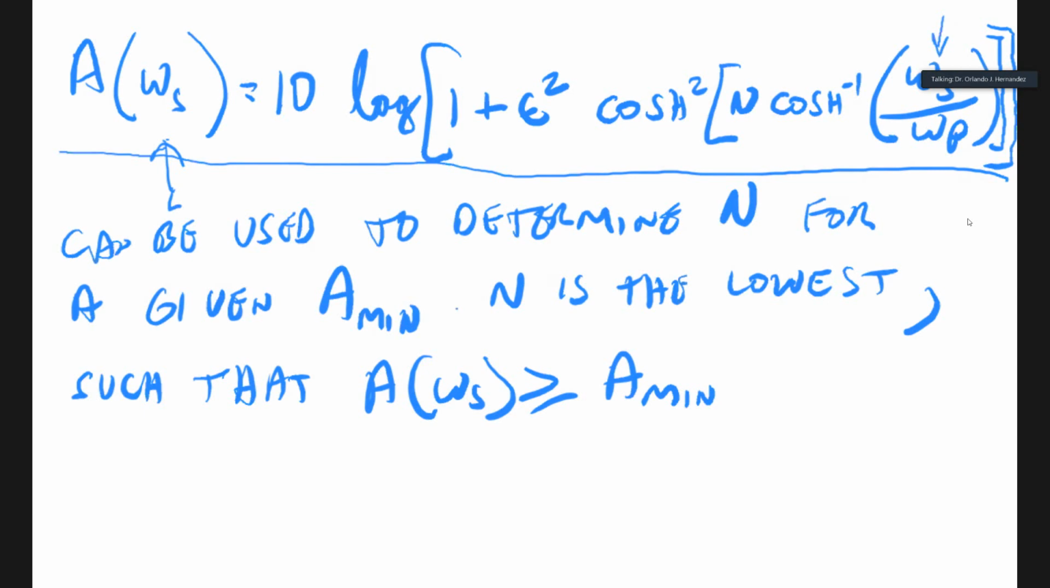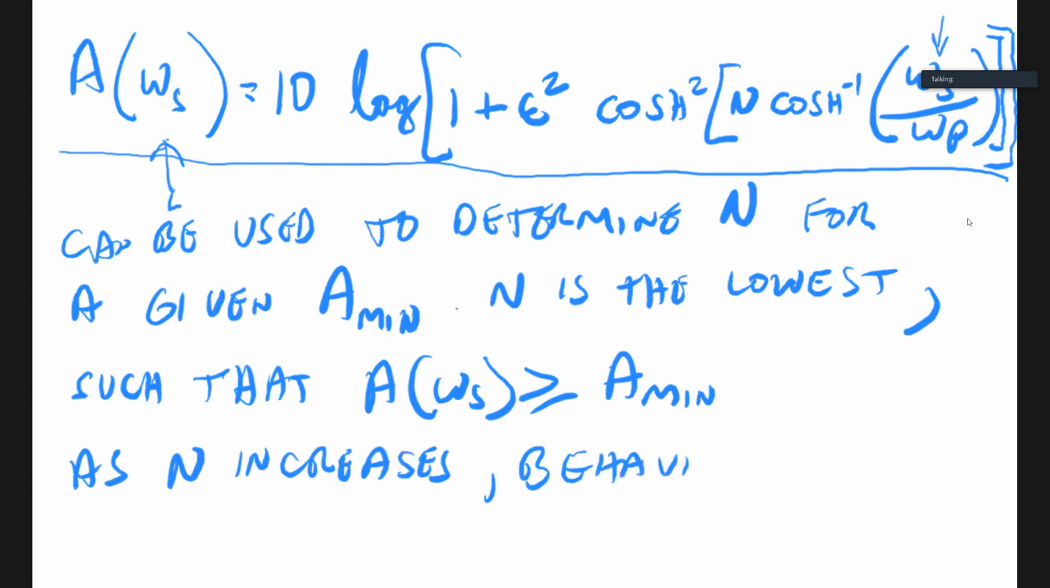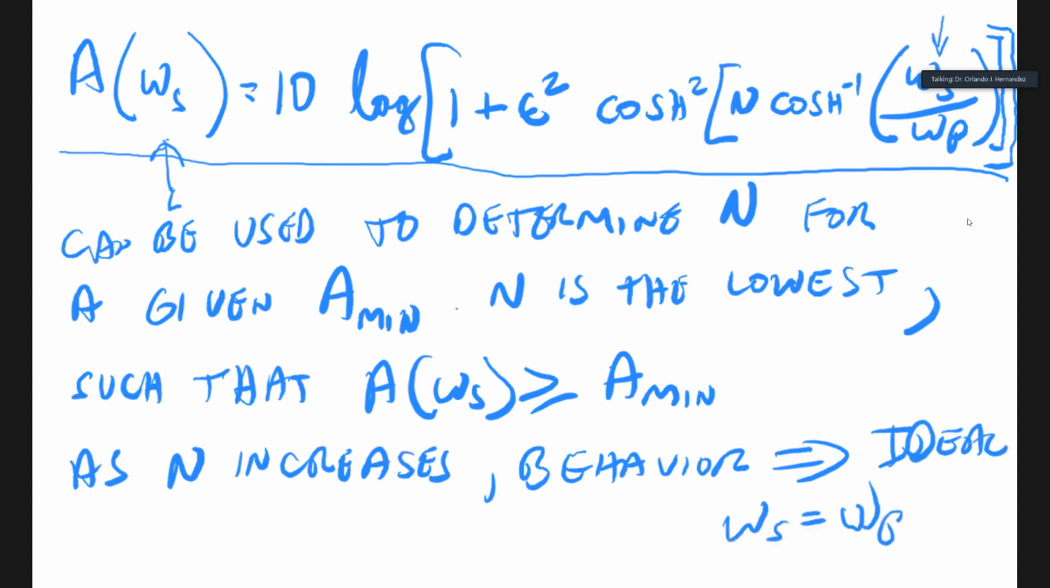And as n increases, the behavior approaches the ideal case. And the ideal case is where omega s and omega p are the same, and you just have basically a step in the response.